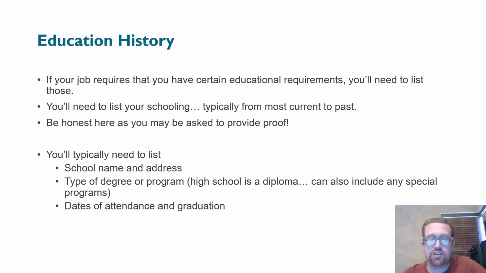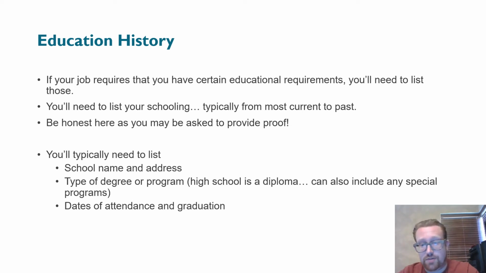Next is your education history. If your job requires certain educational requirements, like a teaching job, it requires you to have a bachelor's degree. You'll need to list those, okay? You'll need to list your schooling, and you're typically going to go from current to past, or you might have a specific section, like there might be a high school section, there might be a college section, there might be a trade school section. So you want to make sure you read over those and put all of the appropriate information in the correct spots.